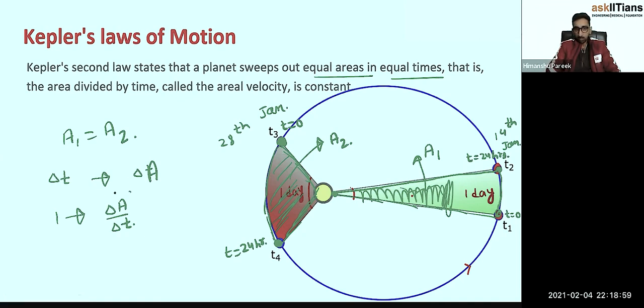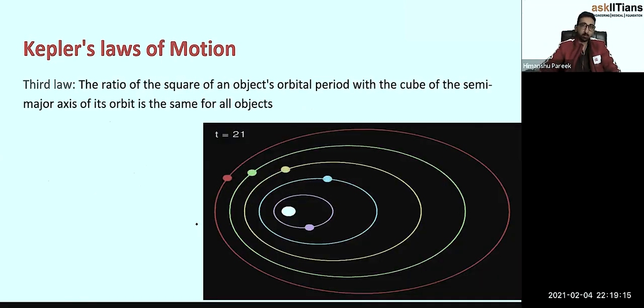So aerial velocity is what? Delta A by delta t. So aerial velocity remains constant. That we can also understand from here. So that is the meaning of Kepler's second law of motion: every planet covers equal areas in equal intervals of time.